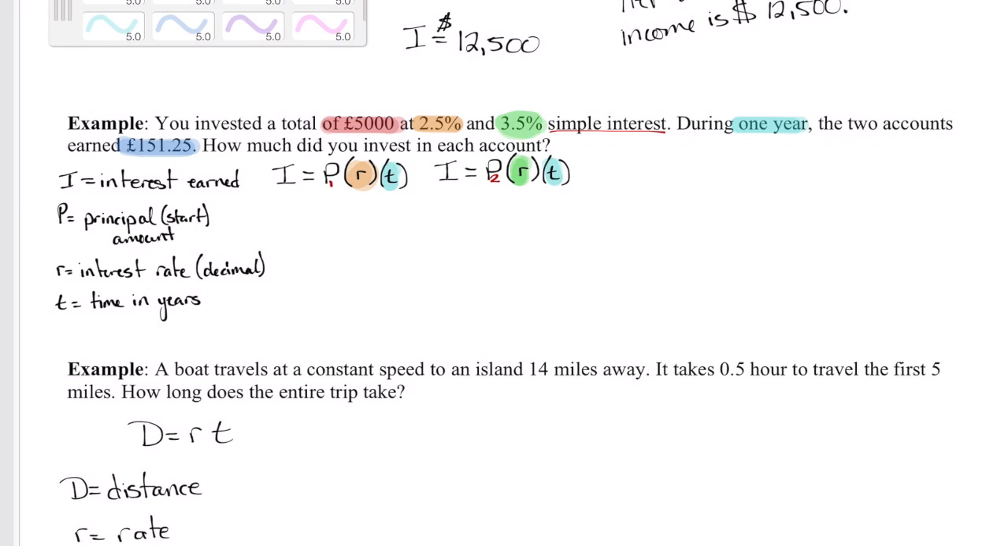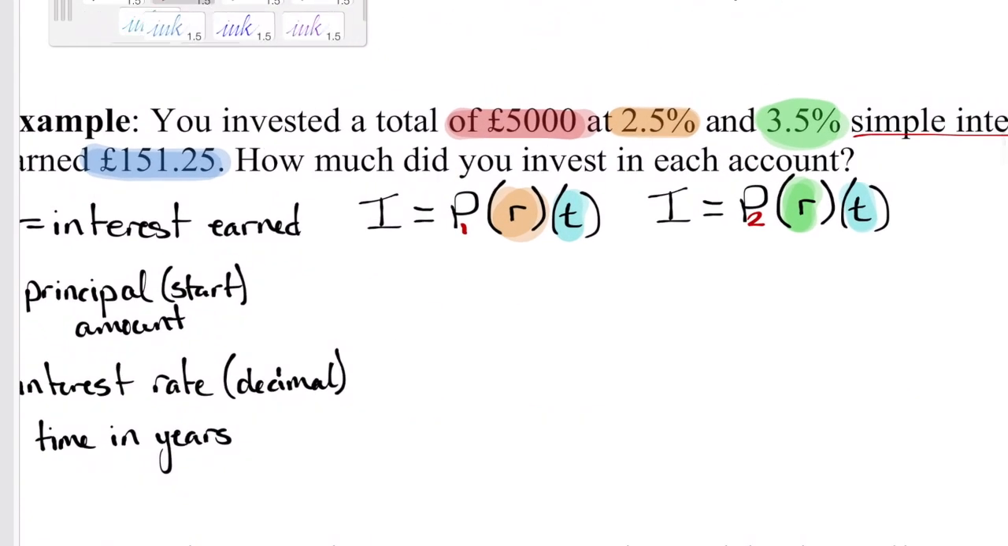So a total of both of them combined is going to give me that 151. I don't know exactly how much I got from either one, so I'm going to say this is interest one and interest two. I don't know how much interest I got from either of them. This is why I have these two, because now I have two variables that I'm looking for.